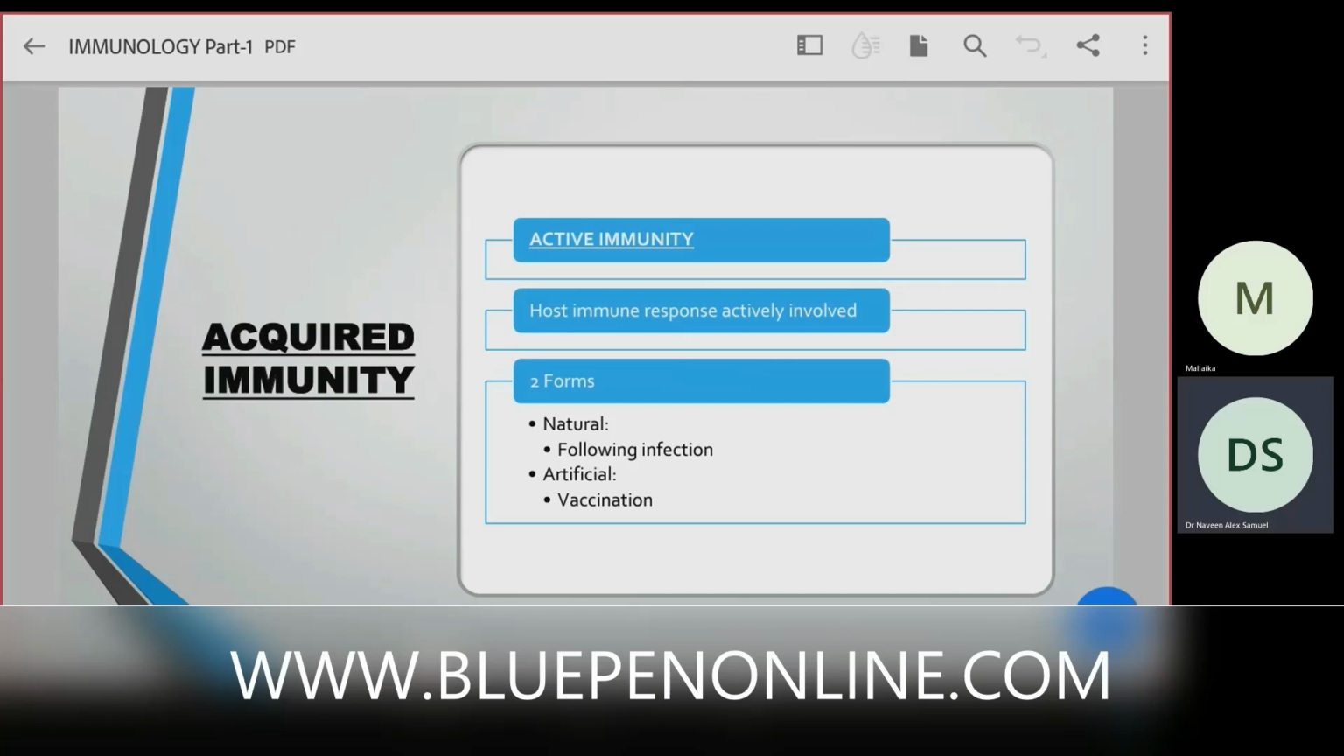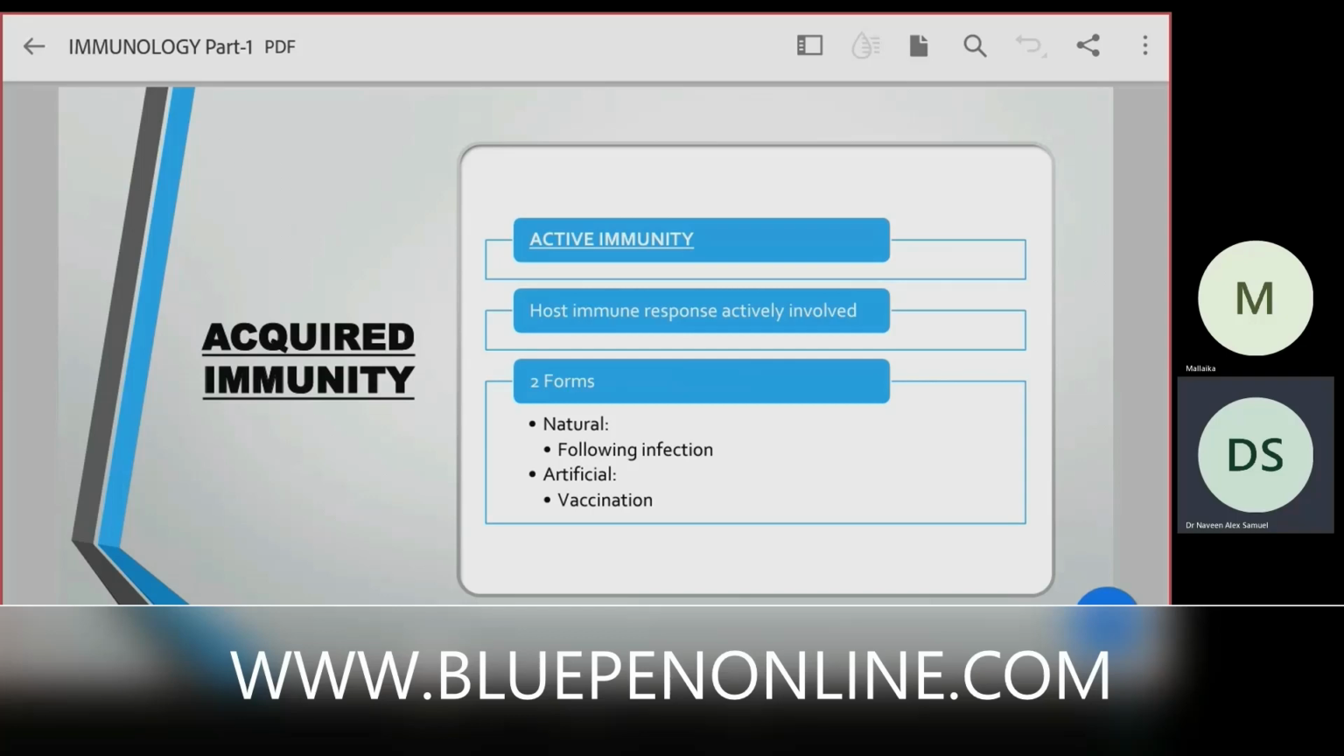How is the host actively involved? In natural immunity, you are exposed to the infection and then the immunity is produced. So it's called natural active immunity. Whereas in artificial immunity, an example is vaccination.